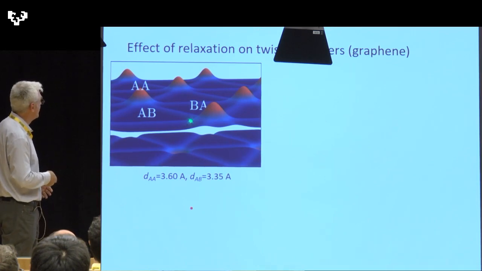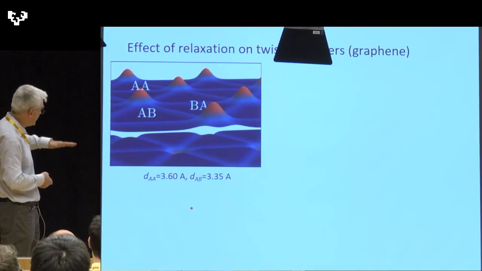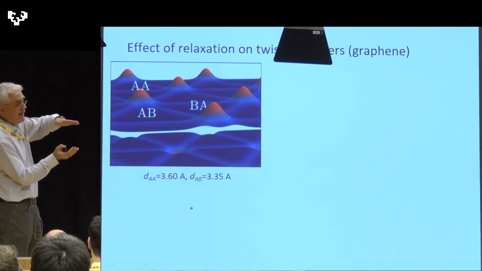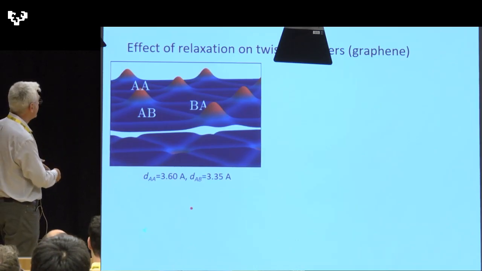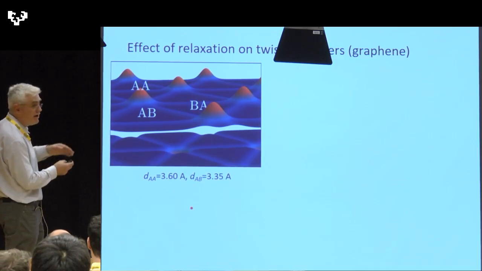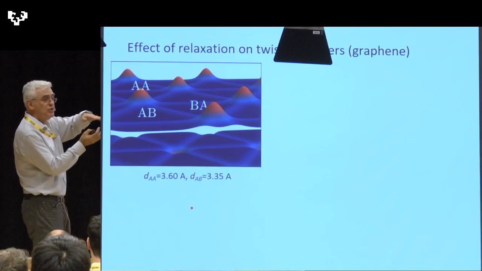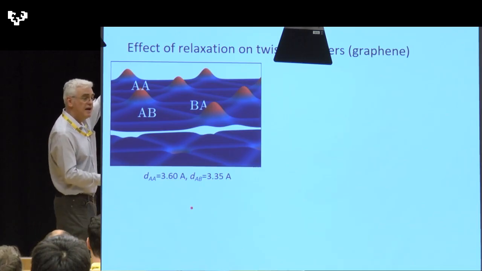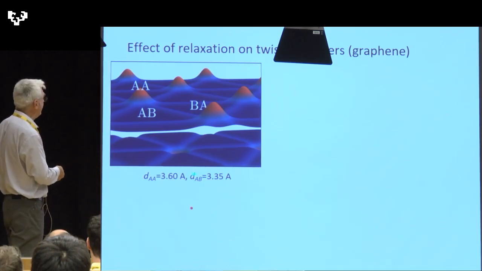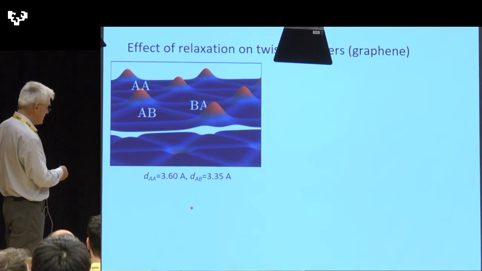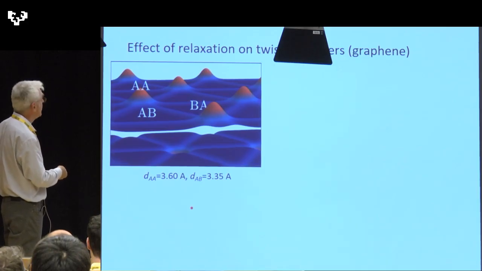So here's another picture of the same result. A, B, and BA regions here are the depressions. That's where the two layers are closest together at the normal distance of about 3.35 angstroms. The AA regions are the places where the two layers are farther apart. They repel each other significantly, 3.6 angstrom separation, and in between are the domain walls.